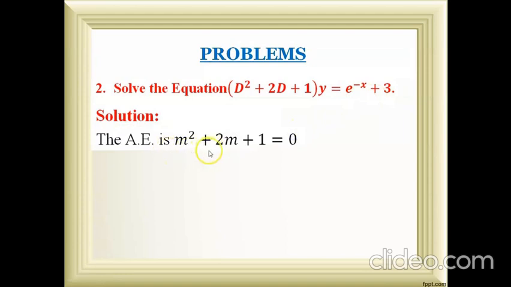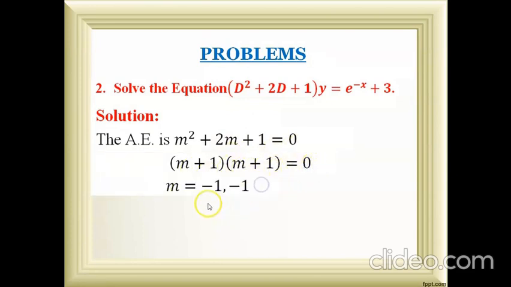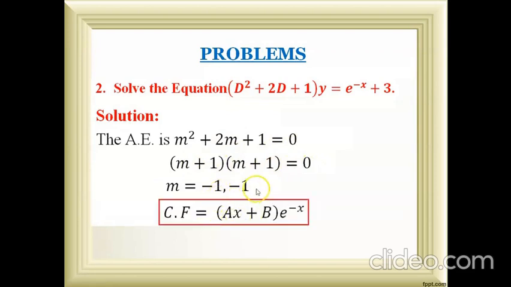So first I am writing the auxiliary equation. Replacing D by m in f of D, I will get m square plus 2m plus 1 equal to 0. The factorization form of this is (m plus 1) into (m plus 1) equal to 0. The roots I'm getting are minus 1, minus 1. So the roots are real as well as repeated. The complementary function is (Ax plus B) into e power minus x.